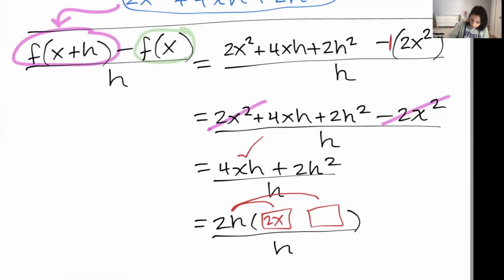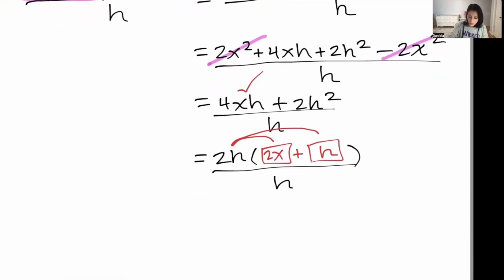I just need a positive h. So notice now what happens is you should end up getting the h's to cancel. And so our answer is going to be left with 2 times the quantity of 2x plus h.